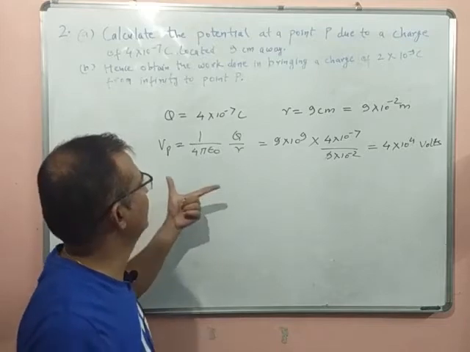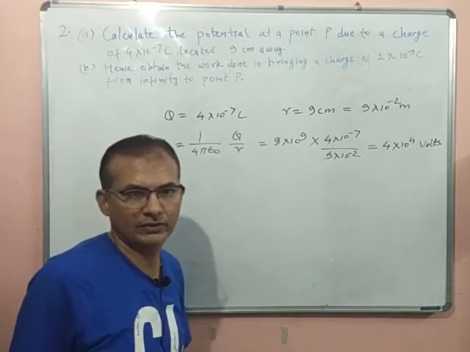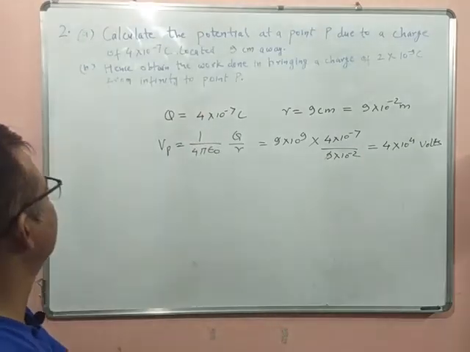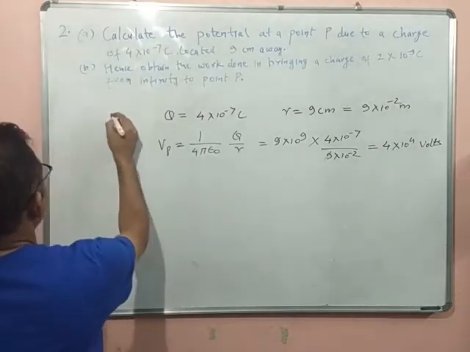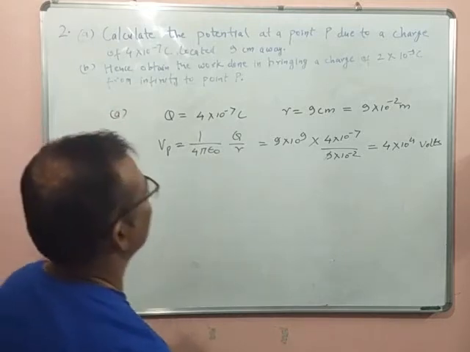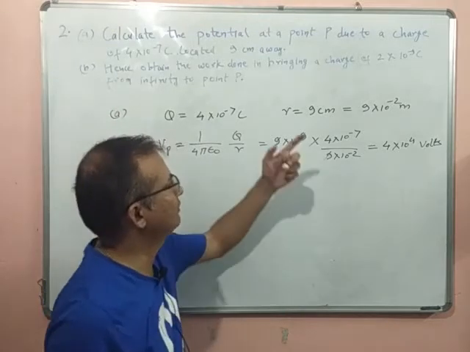So the potential at point P is 4 into 10 to the power 4 volts. Now we have to calculate the work done. This is part A, which we have solved. Now part B, we have to calculate the work done in bringing up charge.